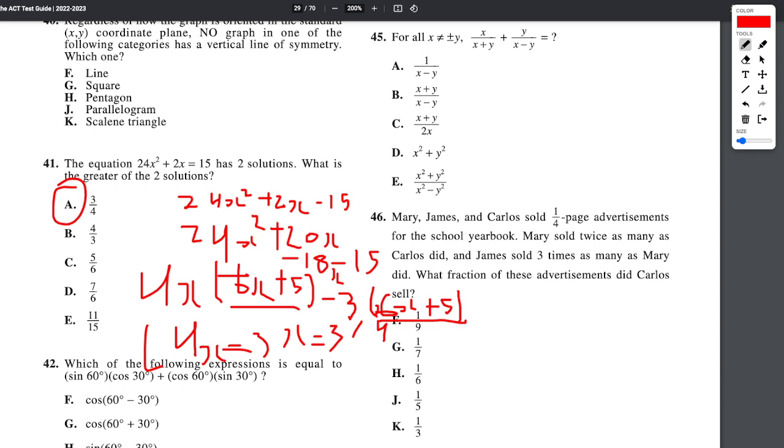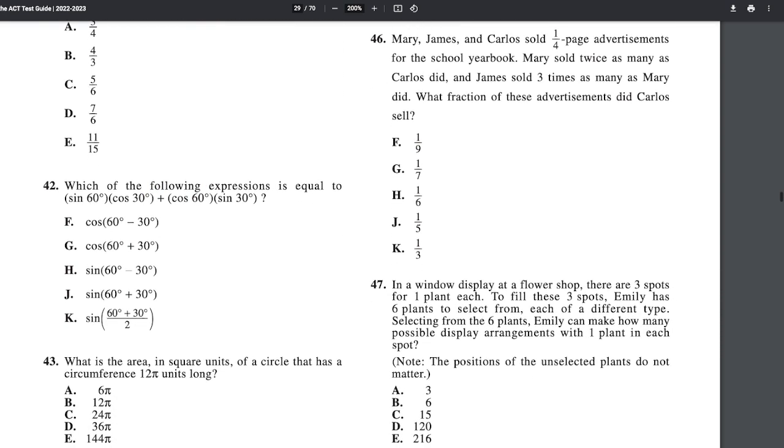Alright, 42. I think this is a trig identity, alright? I don't know if y'all are awesome at your trig identities or not, but yeah, when you get into pre-calculus, then it honestly depends.